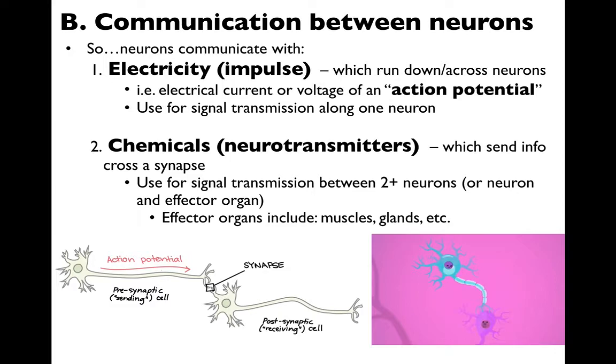And again, those effector organ examples might be a muscle, or it might be a gland that sends out hormones into your blood, which will then trigger a response from many other organs. There's many different ways that these signals can be moved around and these effects can be caused.